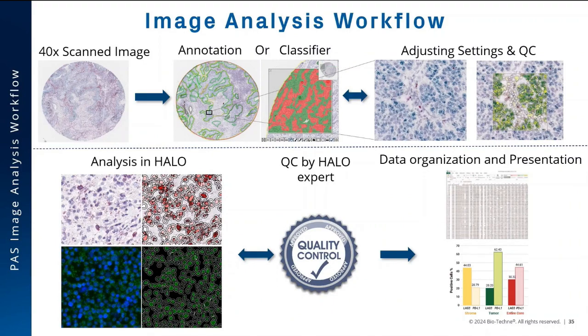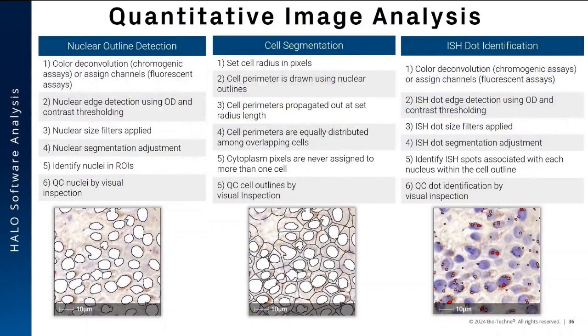The three main parts of HALO analysis are the nuclear outline detection, cell segmentation, and ISH dot identification. Once we have a tissue, it is important that we are able to see the nuclei clearly. That is, the staining is optimal. The algorithm starts with identifying the nuclear outline. There are a series of steps followed in identifying the nuclei within the ROI. Then the algorithm is tested on a small portion of the tissue to make sure it is working.